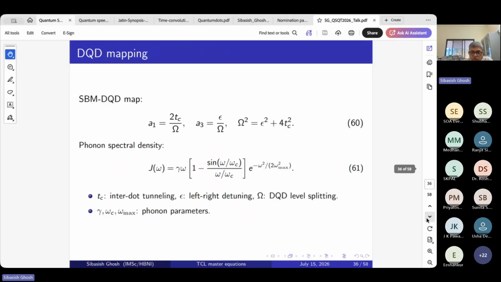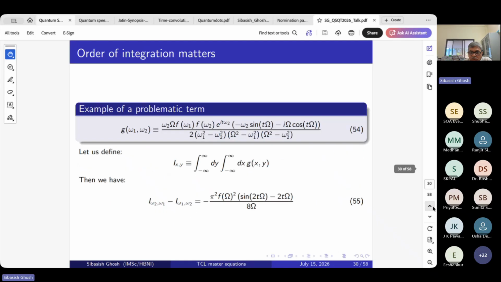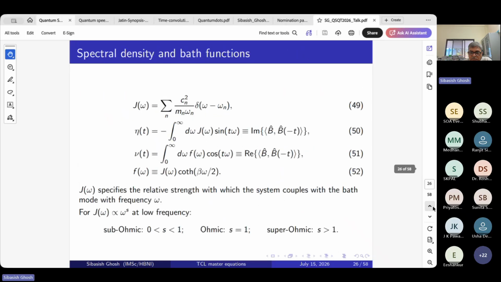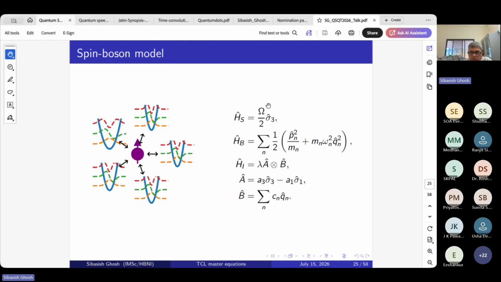Okay, so in particular, if you take the spin boson model of this double quantum dot, you remember we had this Hamiltonian for the spin boson model. Let me go at it once again. This is the system Hamiltonian with this omega frequency. This is the bath Hamiltonian. This is the parameter for the perturbation, and then A3 sigma 3 minus A1 sigma 1.